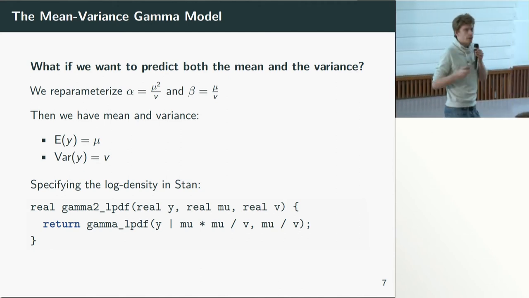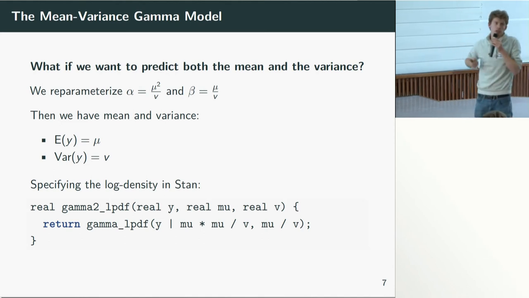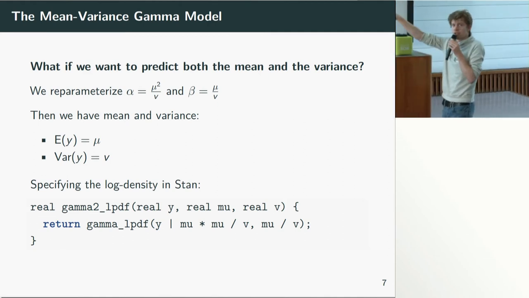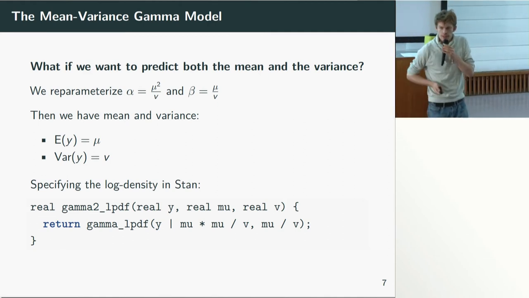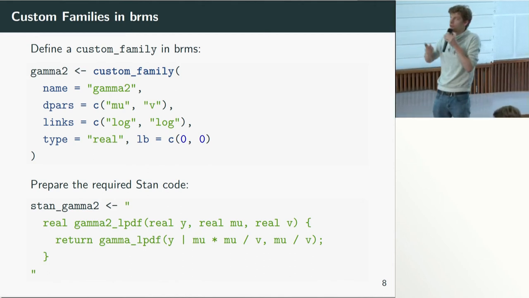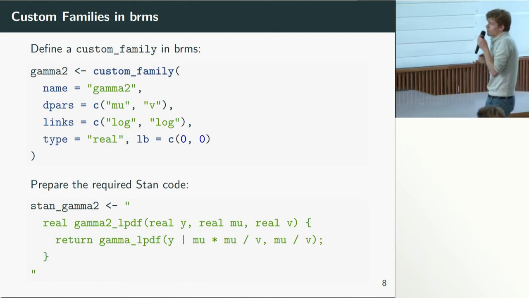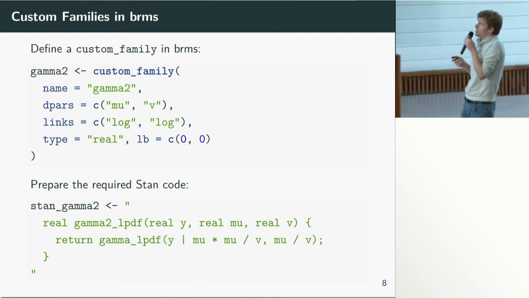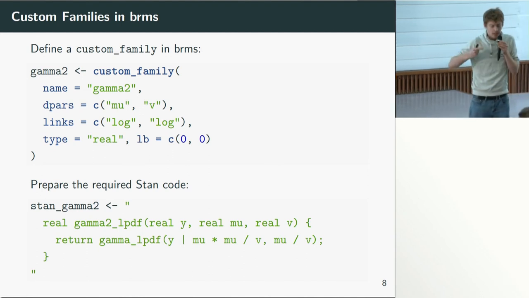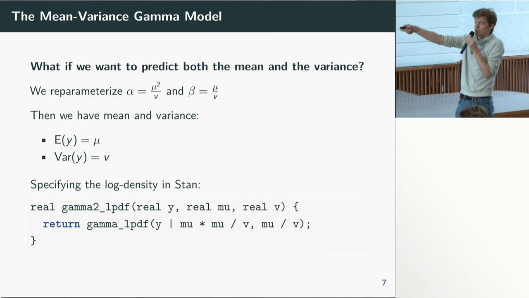Of course, for more complex things it will look more complex, but with regard to BRMS, it doesn't really matter as long as we can code the log density in Stan this way. So now I want to put this Stan function into BRMS, and that's how we do it. We have to specify a custom family, our own family, basically. We have to specify a few things: the name, which is gamma 2, and this has to be exactly related to the name of the Stan function, which is gamma 2 underscore lpdf.